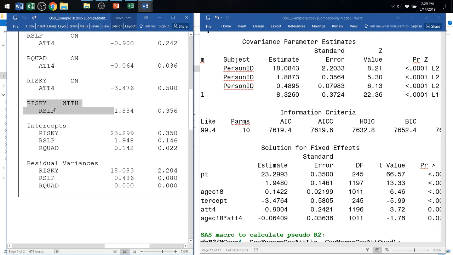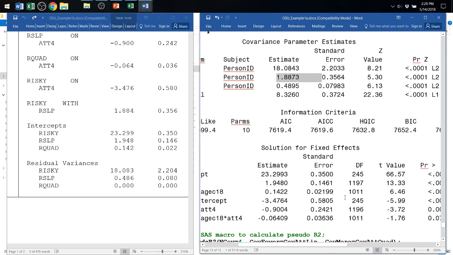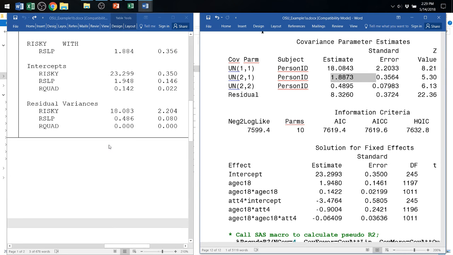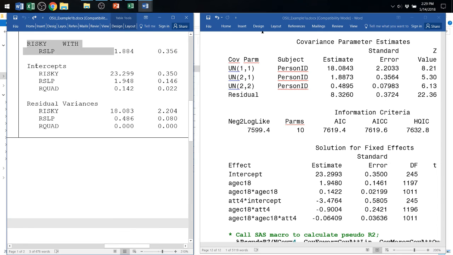Risky with R slope, that is my covariance between the random intercept and the random linear slope. And last but not least, more fun with labels. So it has 3 intercepts. Only one of them is the intercept. Job security, folks.